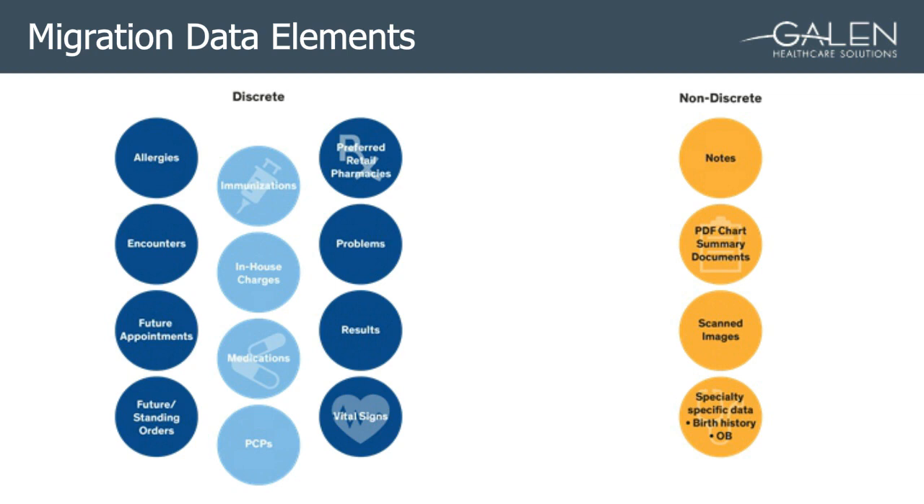For vital signs, they wanted the last height and weight readings for adult patients. However, they wanted all height, weight, and head circumference readings for pediatric patients to populate on growth charts. As I mentioned earlier, there are other data elements that can be migrated as part of a migration project. However, these have been the most common. Next slide, please.